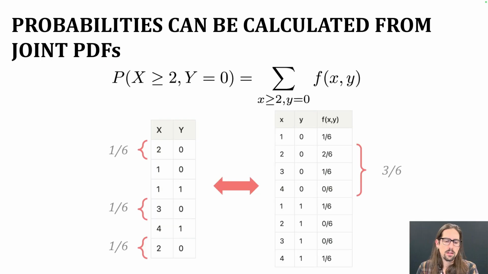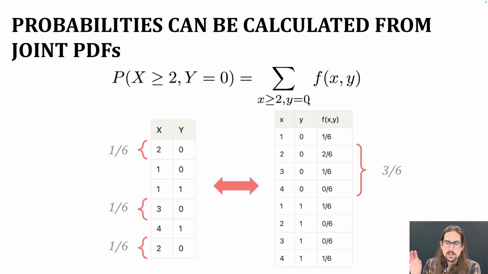And like the kinds of densities that we were looking at before, these things are useful because you can calculate probabilities from them. So for example, let's say that I want to know the probability that x is greater than or equal to 2 and y is 0. What I have to do is just add up the values of the density function for all inputs where x is greater than or equal to 2 and y is set to 0.